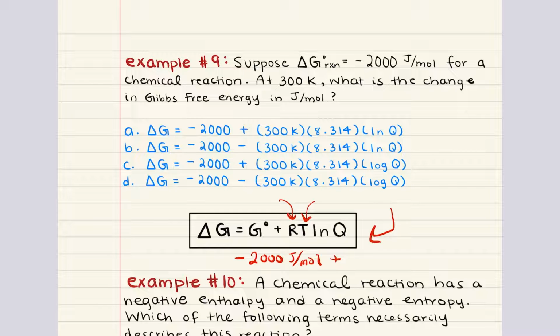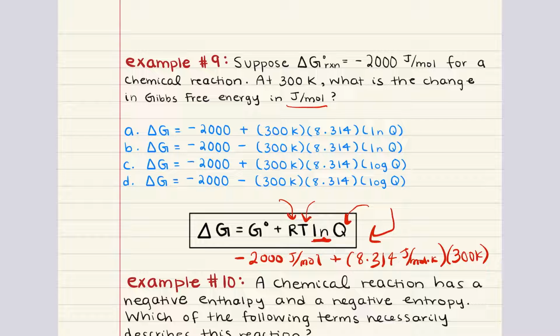Remember, we want the answer in joules per mole, so that is the ideal gas constant that we want to use because it has units of joules per mole per Kelvin. So we're going to go ahead and write that down for R, 8.314 joules per mole per Kelvin. And that's going to be multiplied by temperature, which is 300 Kelvin. And then that's going to be multiplied by the natural logarithm of Q.